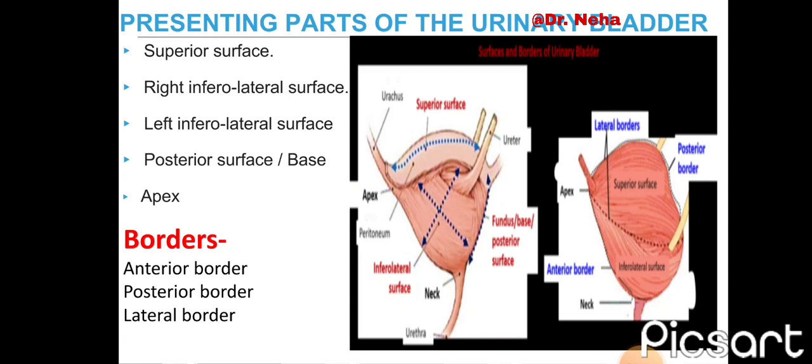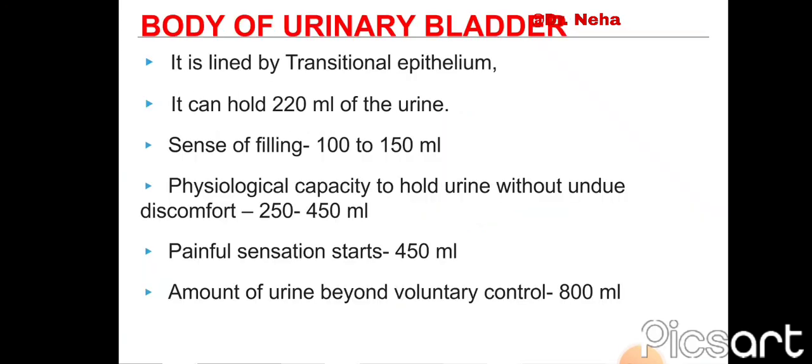There are three borders in the bladder: the anterior border, which is between the apex and the neck. It divides the two inferolateral surfaces. The posterior border separates the superior surface from the posterior surface, and the lateral borders separate the superior surface from the inferolateral surfaces.